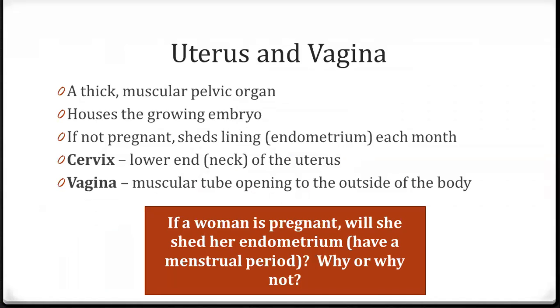Okay, the uterus and vagina. The uterus is a thick muscular pelvic organ. It houses the growing embryo. If you're not pregnant, it sheds the lining, or endometrium, each month. The cervix is the lower end or neck of the uterus. The vagina is the muscular tube opening to the outside of the body. If a woman is pregnant, will she shed her endometrium, like the lining of the uterus? No, because your egg is implanted there.